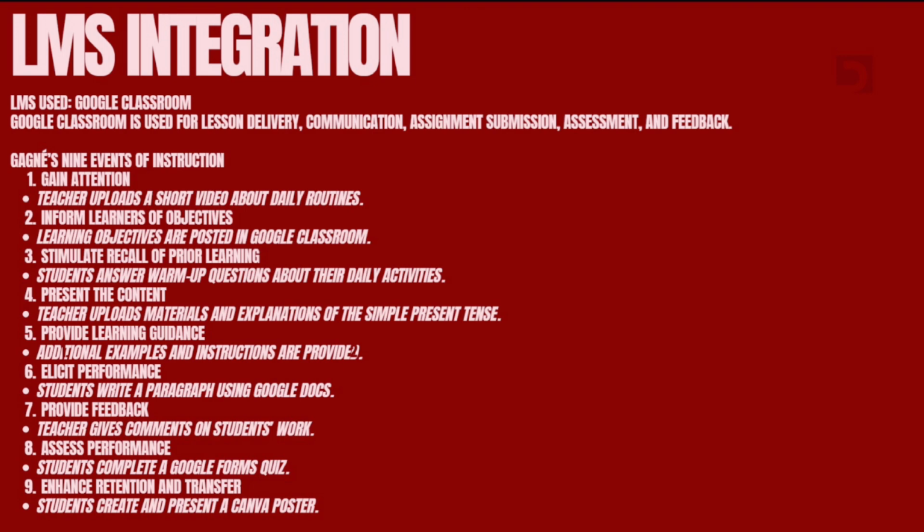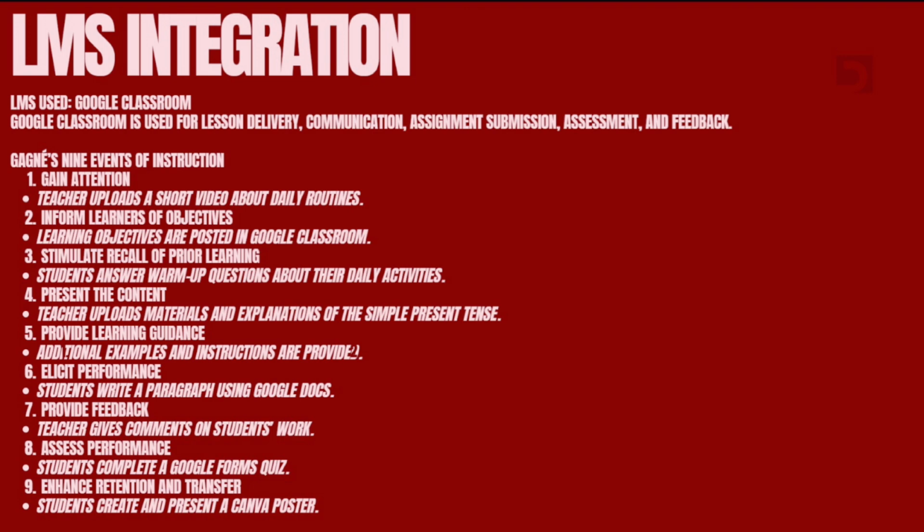So next, I will explain Gagne's nine events of instruction. First, students watch a short video to gain attention. Second, the teacher informs students about the learning objective. Third, students answer warm-up questions related to their daily activity. Fourth, the teacher presents the lesson material and examples of the simple present tense. Fifth, students receive additional guidance and instruction. Sixth, students write a paragraph using Google Docs.